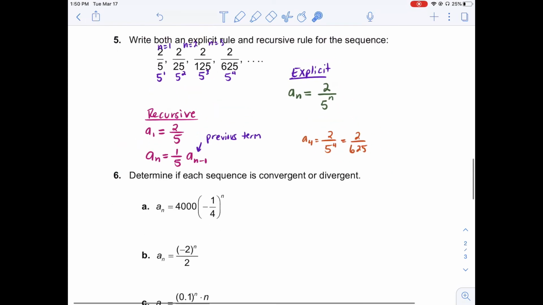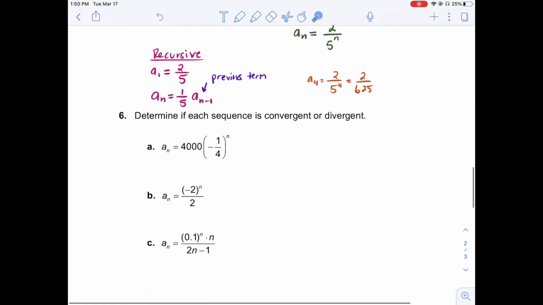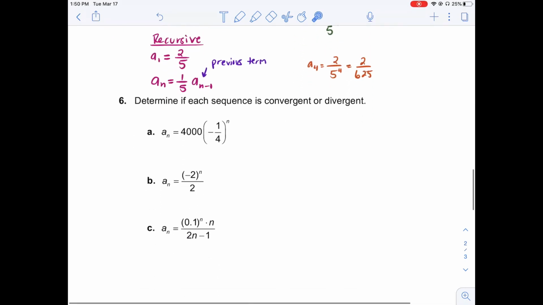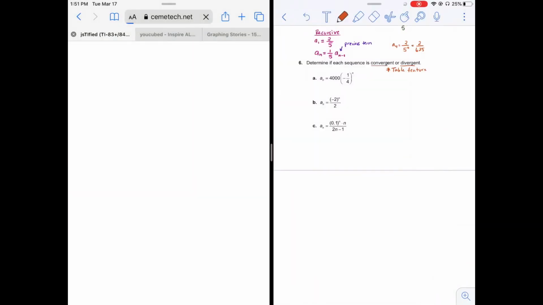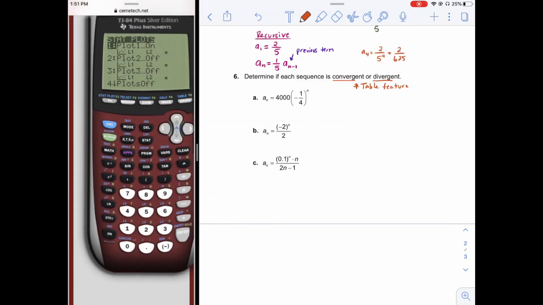Okay. Here's the last thing that we're going to do today: we need to determine if a sequence is convergent or divergent. A reminder that convergent heads to a number, divergent does not. And so as we work through here, we are going to use the table feature to figure this out. So you will need your graphing calculator, and hopefully you have access to this. I have it reposted for us here.